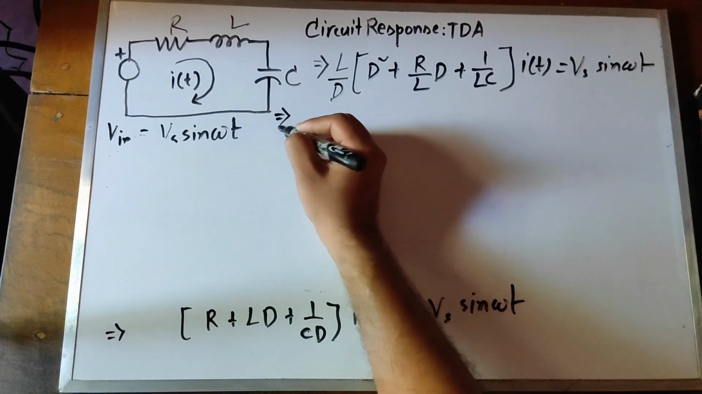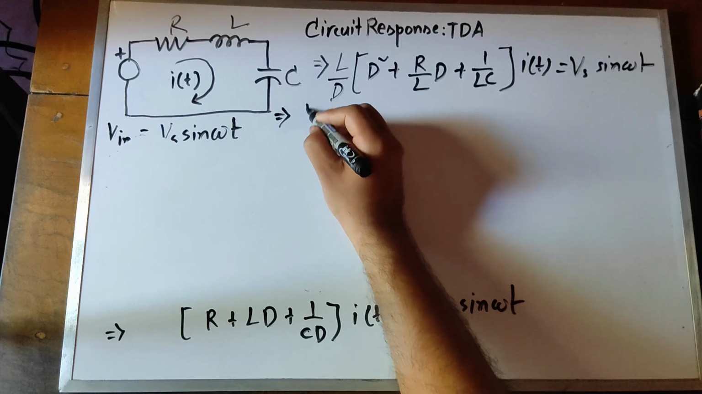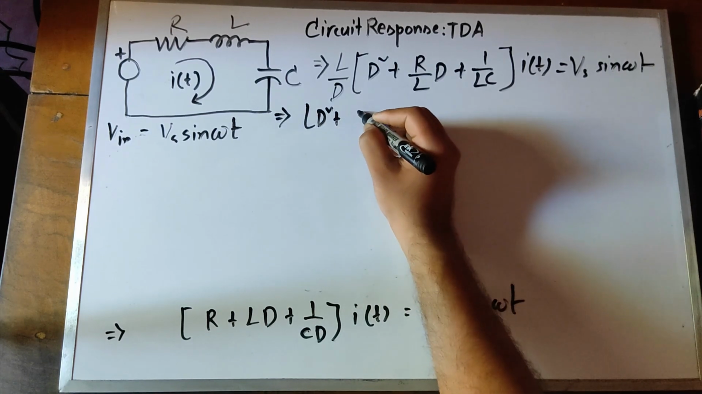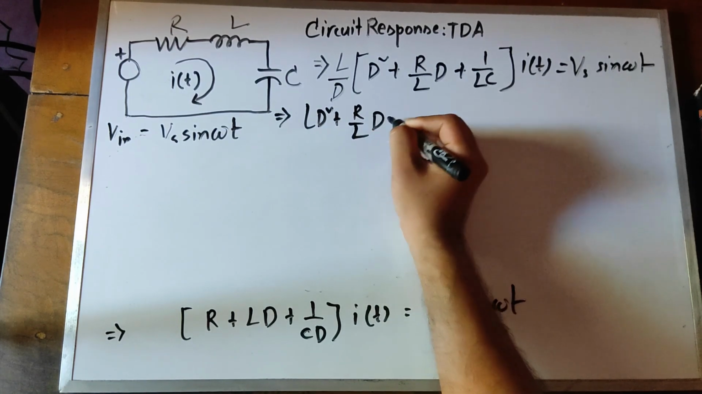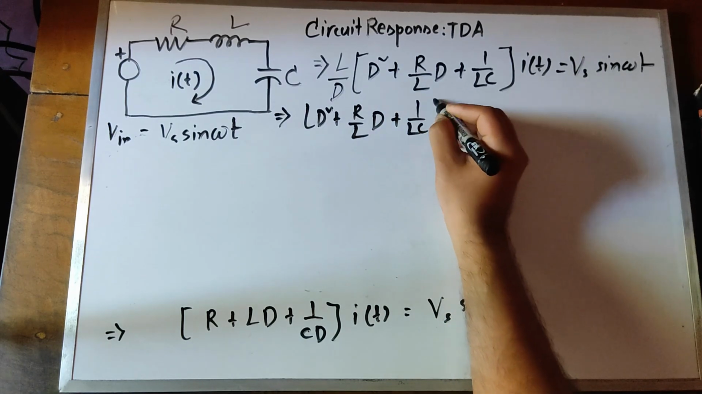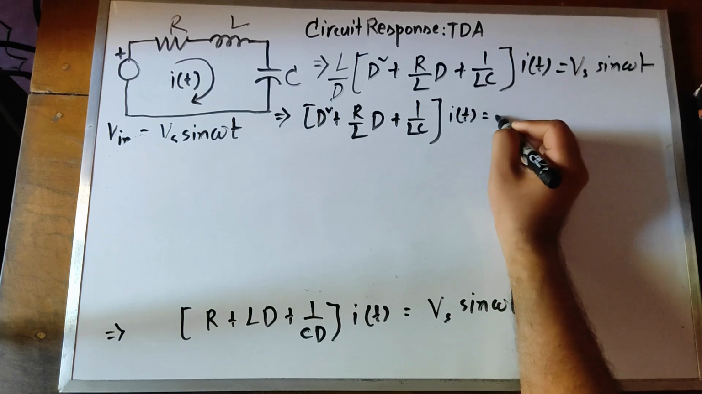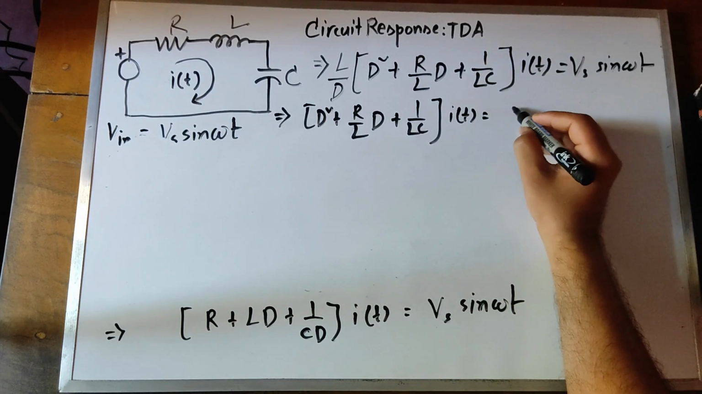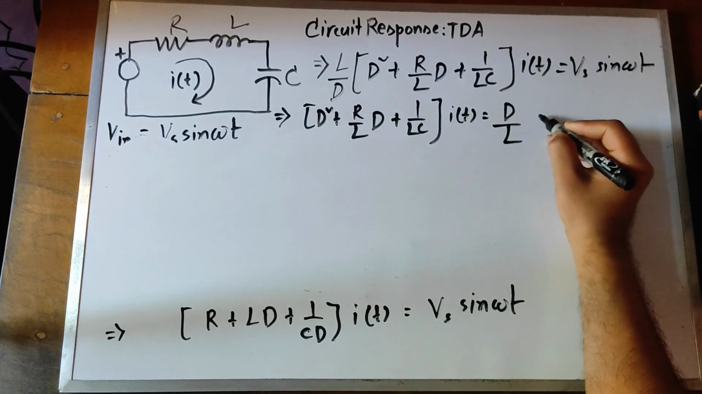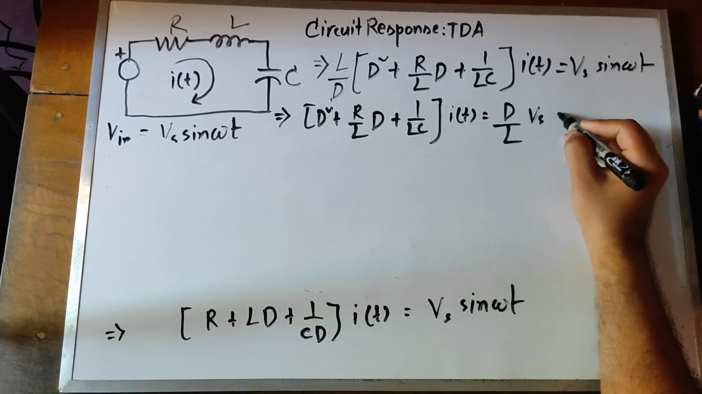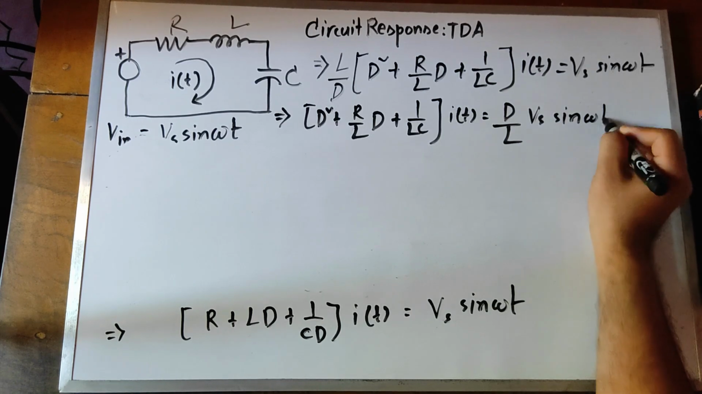So now (D squared plus R by L D plus 1 by L C) I(t) equals D by L Vs sin omega t.